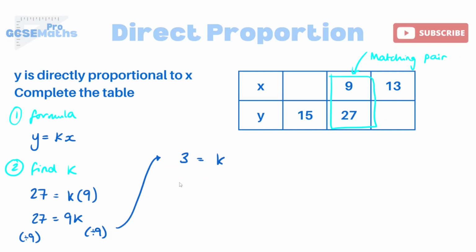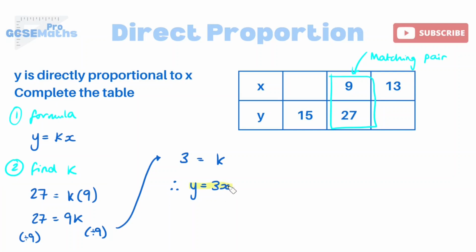Now, before I jump on to the next step, I don't like to get ahead of myself. I write this little therefore symbol. I'm going to rewrite my formula, but instead of k, I can write down the number 3, can't I? So my actual formula is y equals 3x. Perfect, so that is my proper formula. So you're going to do this for every question.